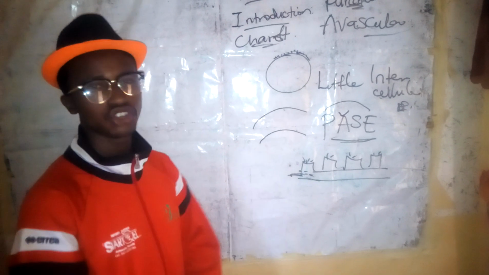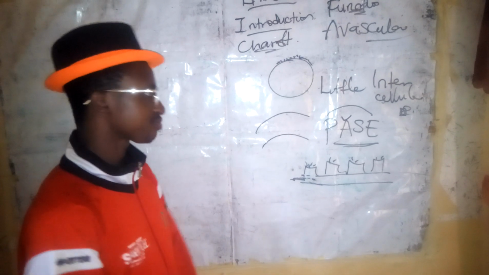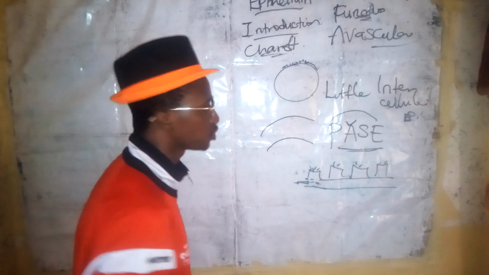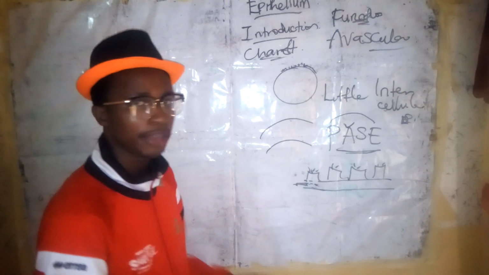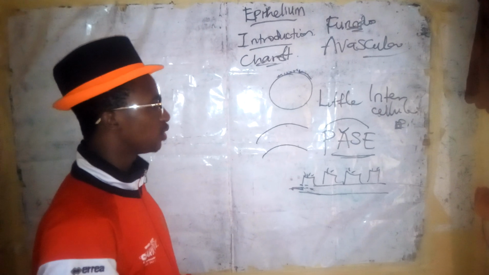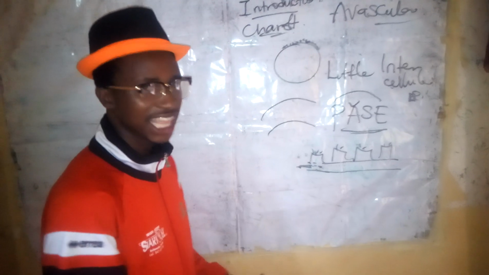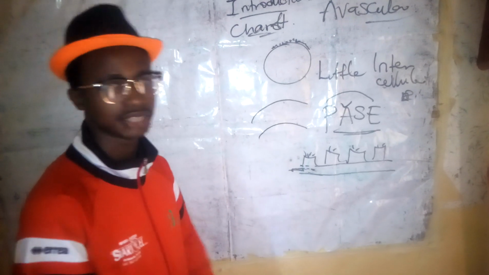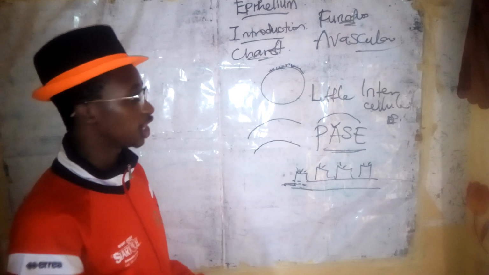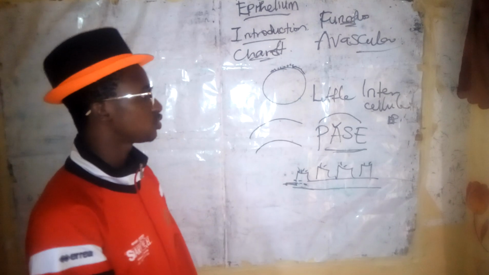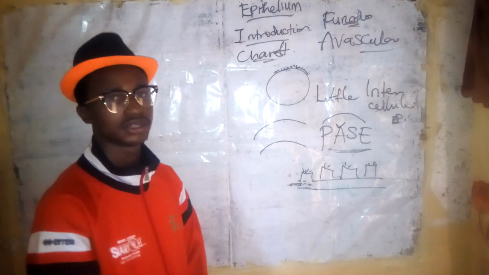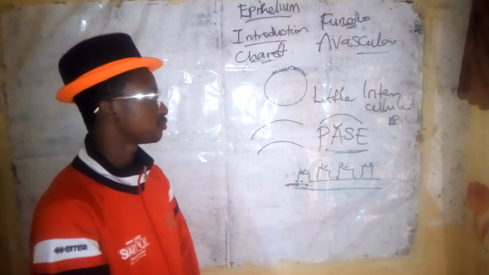The epithelium in some regions of the body helps to bring about absorption. S means secretion, secretive function. Some epithelium in the body helps to secrete some substances that the body may need. For example, the epithelium that may line a gland may help the gland to secrete hormones that the body may need. E here means excretion. Excretion is the removal of waste products from the body, and some epithelium may help in that purpose. These are some of the functions of epithelium. There are other functions of epithelium.